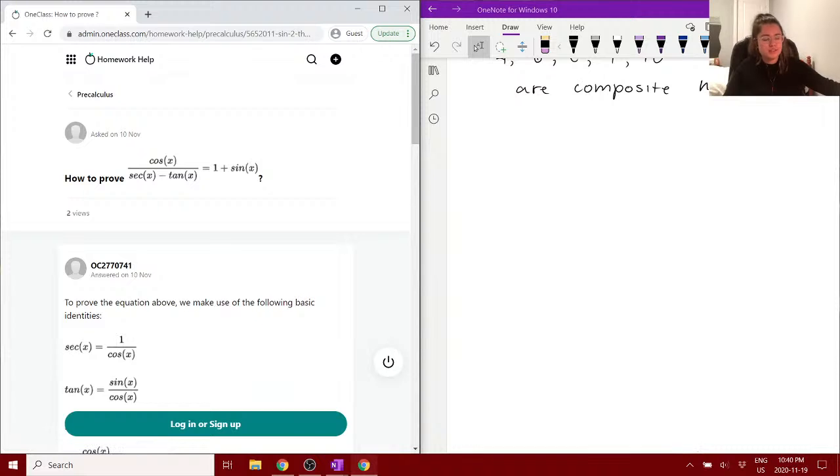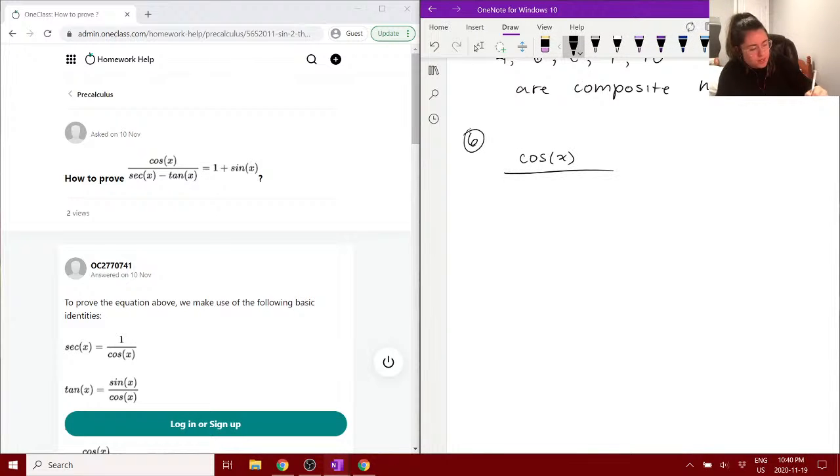Question 6. So we are asked another trig identity question. We are given cos of x divided by secant of x minus tan of x is equal to 1 plus sine of x. And we're asked to prove that the left side is equal to the right side.